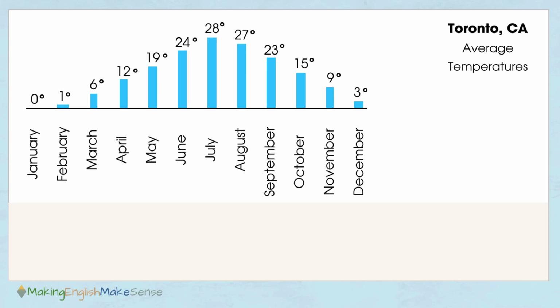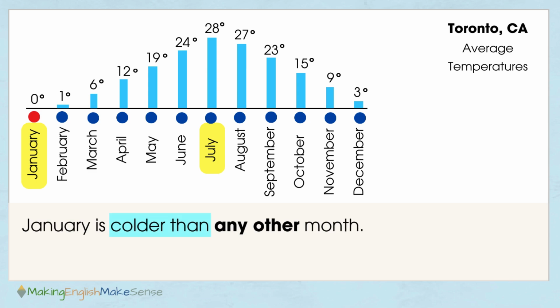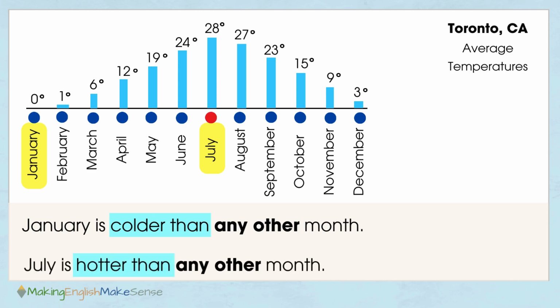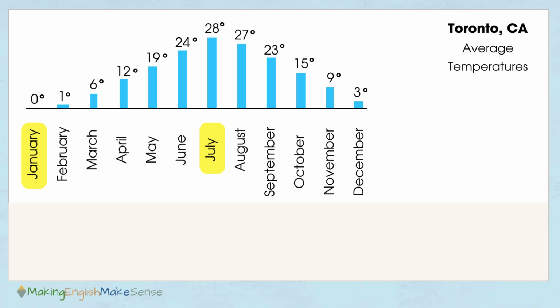However, when talking about the nouns in any group with the highest or lowest degree of quality, in this case, it's July with the highest temperature and January with the lowest, we have two options. First, we can use a comparative adjective, in this case, to talk about the difference between January or July and all the other months. For example, you could say, January is colder than any other month, or July is hotter than any other month. The second option is to use a superlative adjective.